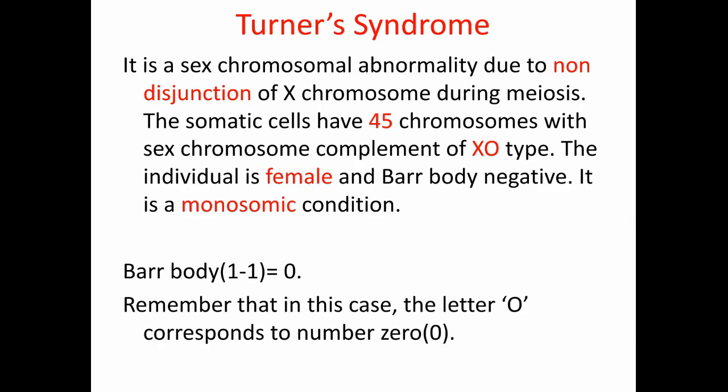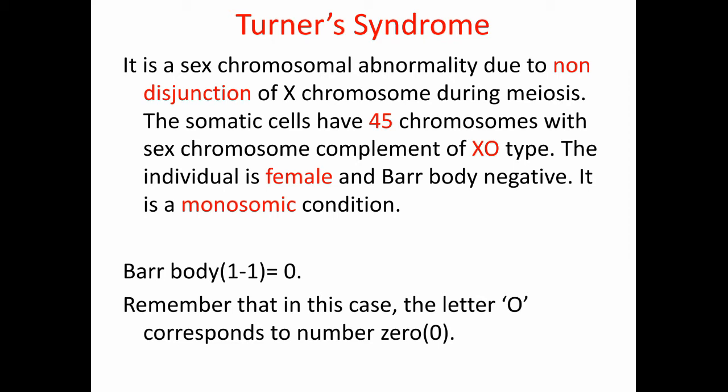Okay, now coming over to Turner. It is also due to non-disjunction, 45 XO, female, monosomic. So here also you remember that it is XO, just this chromosome complement. And remember over here that O means, they represent it as O. O basically means it is 0 or null, that means nothing is there. One chromosome is X, the other chromosome is not there, that is why they represent it as O, which is equivalent to null or nothing or 0.